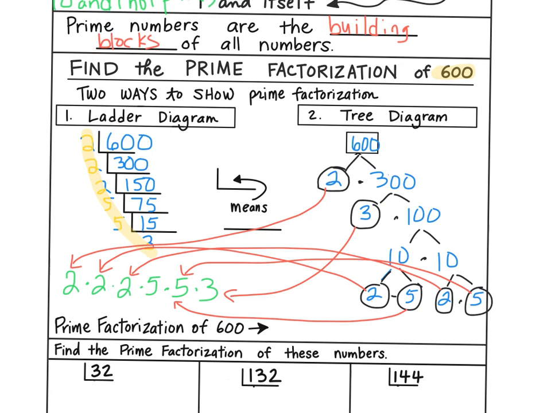Or we can rewrite it using exponents so we're more efficient. So it becomes a factor of 2, which is used 3 times, times a factor of 5, which was used twice, and a factor of 3, which was used once, but because it was just once, we're just going to leave that.